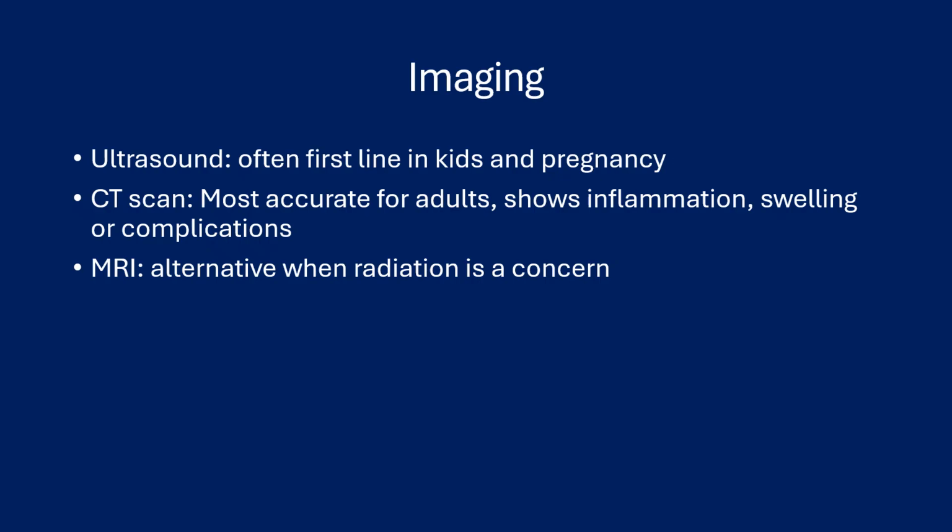Imaging. Ultrasound is often the first line in kids and pregnant patients. CT scan, kind of the workhorse, the one we use most of the time for this. Most accurate for adults, shows inflammation, swelling, or complications. And rarely, MRI is an alternative when radiation is a concern.